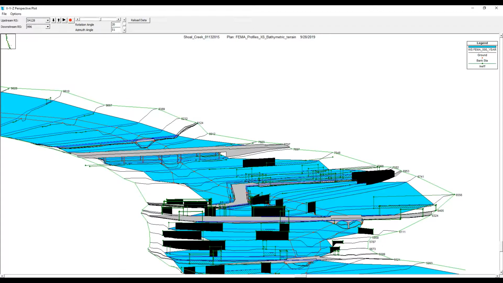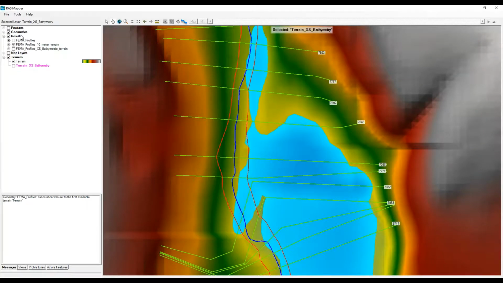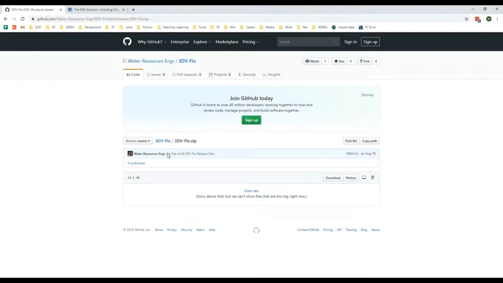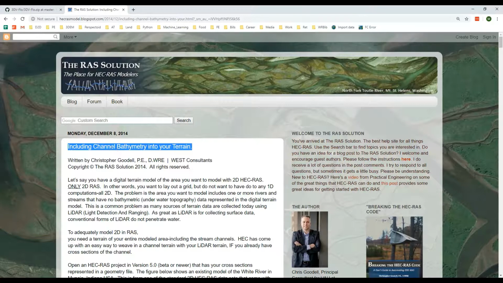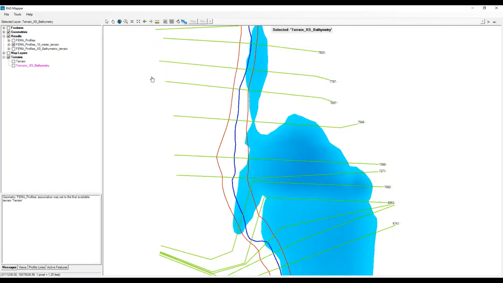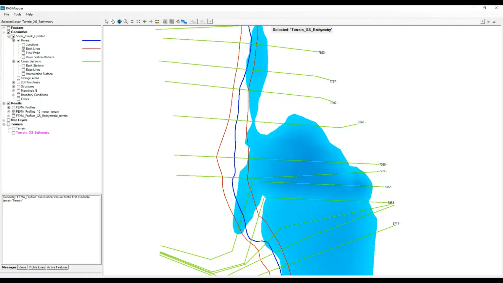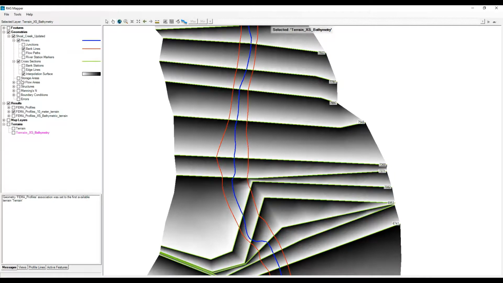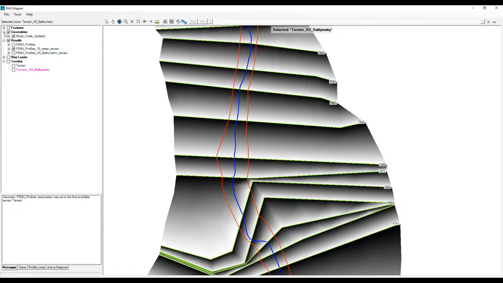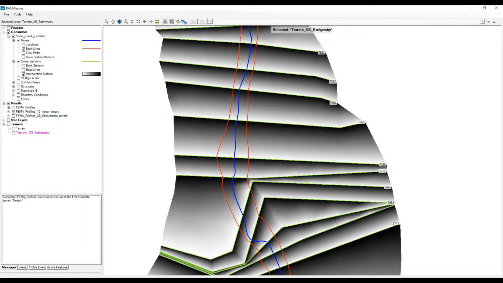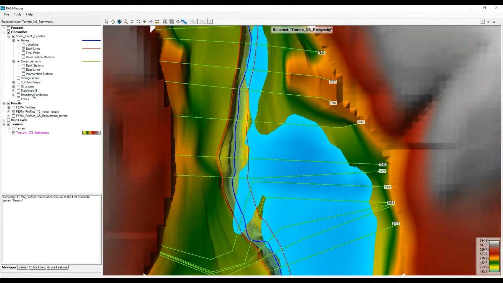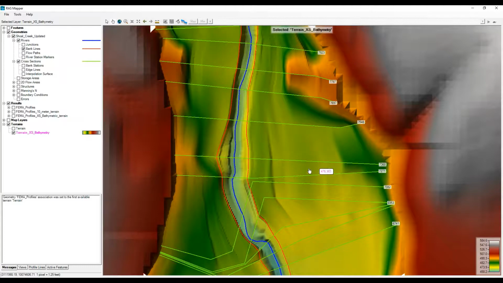So one way to fix the incorrect representation of results is to follow along with Chris's posts about including channel bathymetry into your terrain based off of your cross-sections. So in RAS Mapper, using this interpolated surface, we can create a terrain based off of the profile data. And in the end, what we're left with is something like this, where the actual channel is elevated a little bit less.